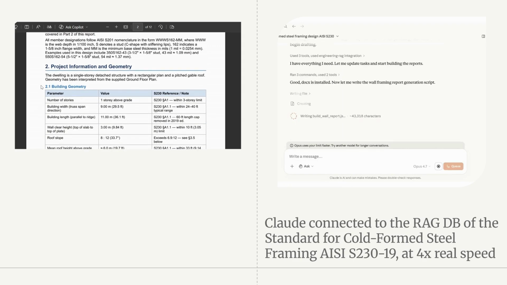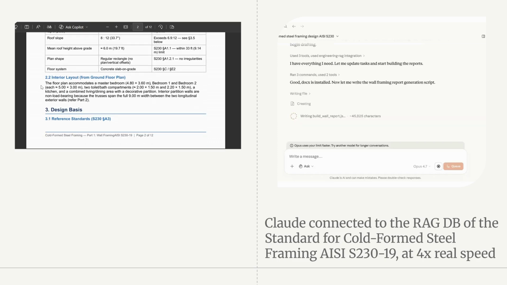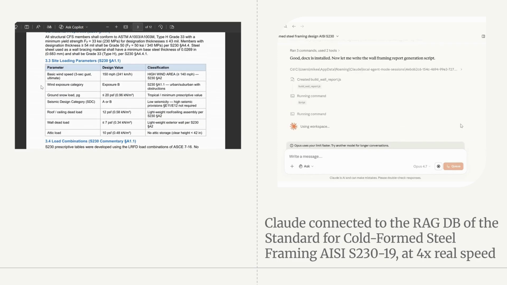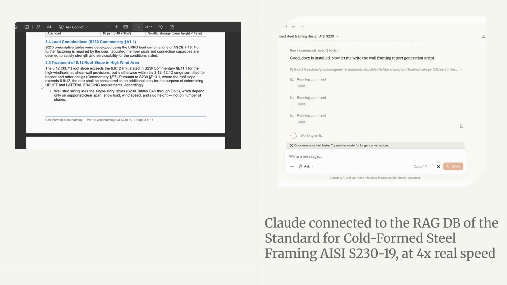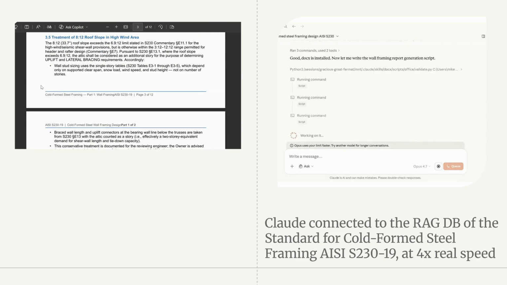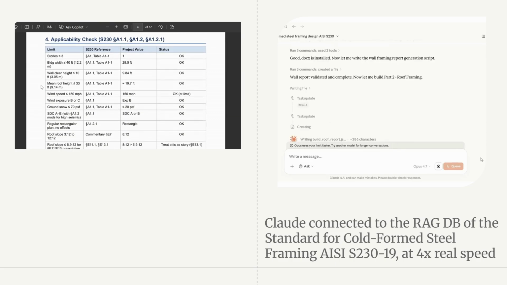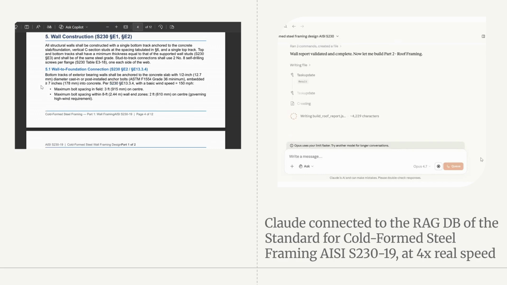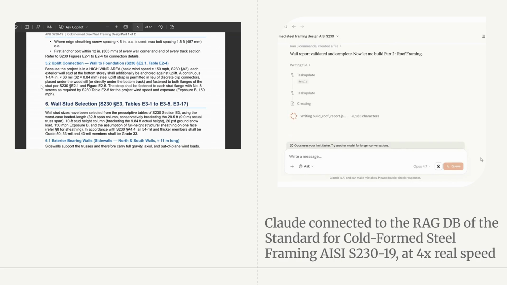Okay, so for the wall framing design, we step through the project geometry and interior layout. Then the design basis, which includes the standards, material properties, site loads, load combinations, and the special treatment of the high ceiling height in a high wind zone, as noted in the following applicability to AISI S230 check. The wall construction details the connection to the foundation and the uplift demands of the high wind zone.